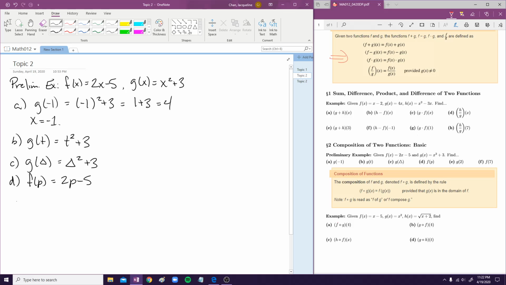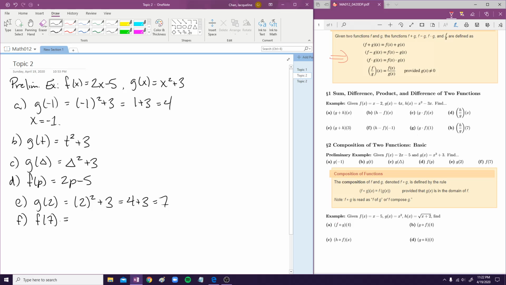So we have two more. So E, we want to find g of 2. So what does this mean? This means x is equal to 2. So wherever I see an x, I'm going to plug in 2. So this becomes 2 squared plus 3. So 2 squared is equal to 4. So it's 4 plus 3, which is equal to 7. Right?